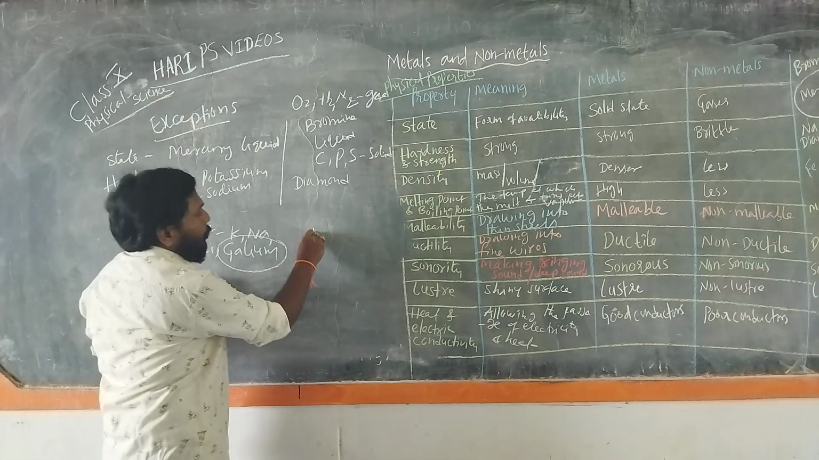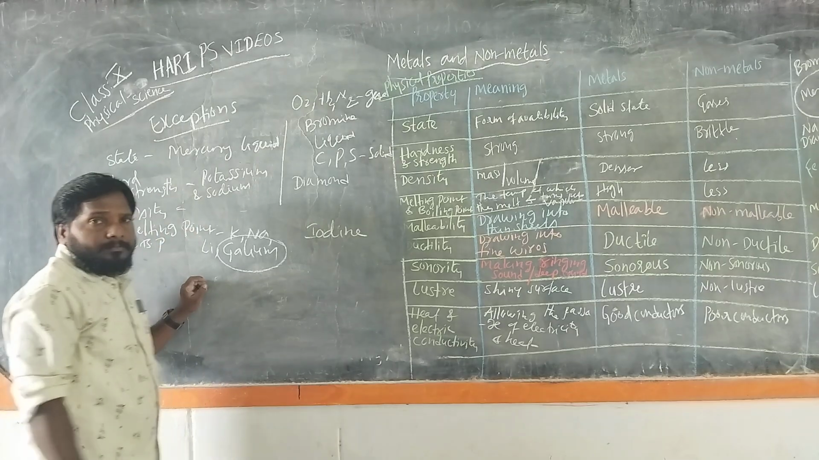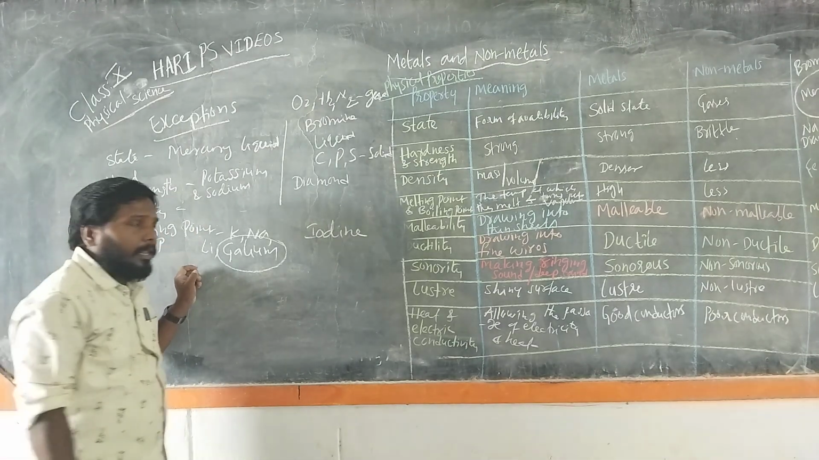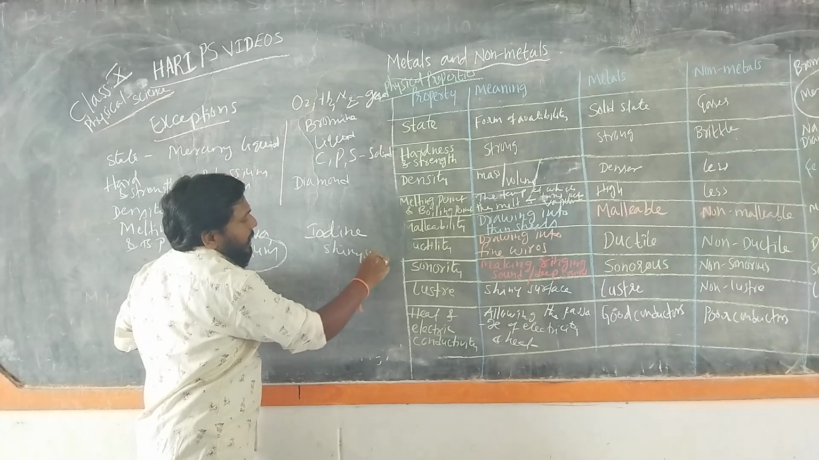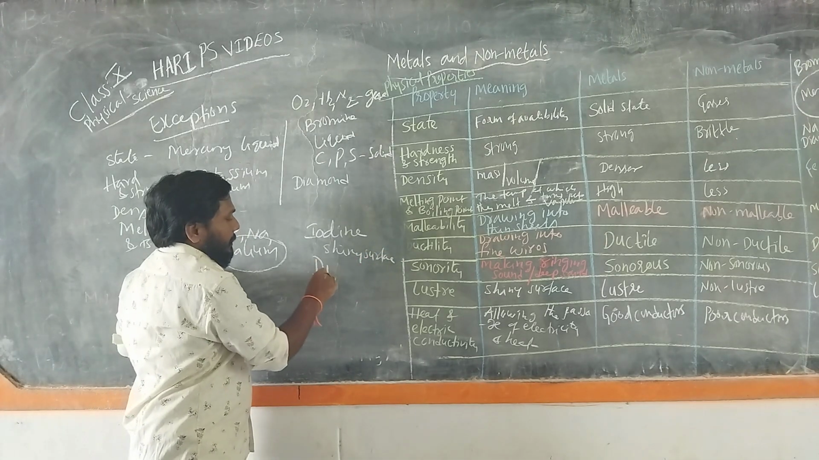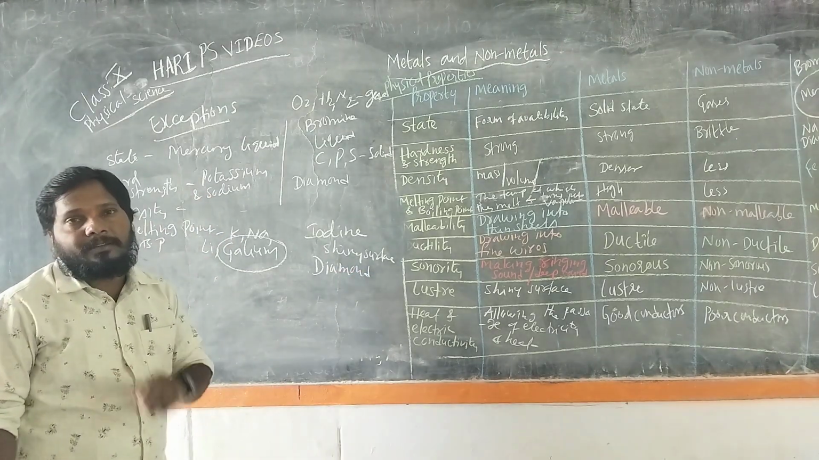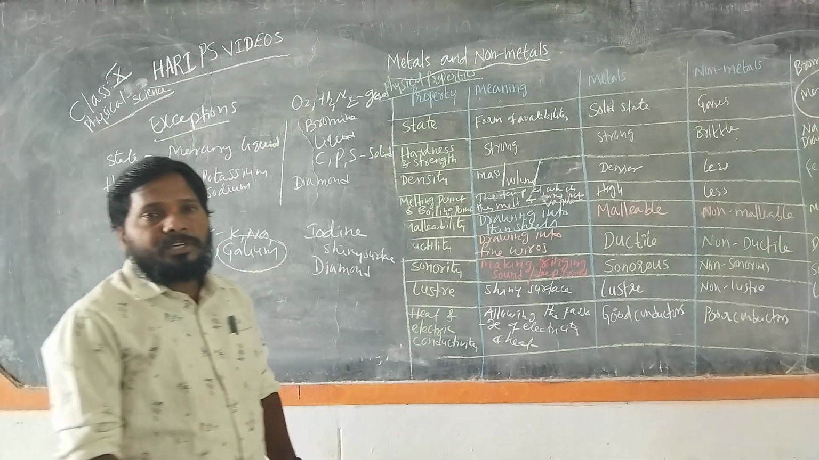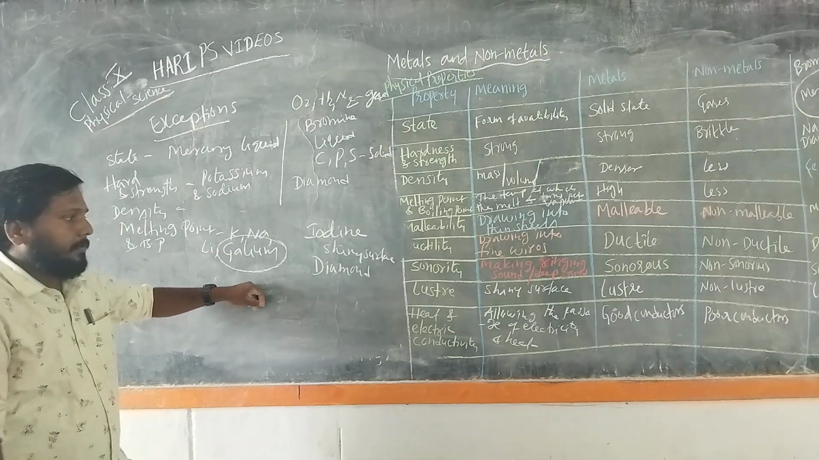But iodine is a non-metal which has a shiny surface, and diamond is a non-metal which also has a shiny surface. These are all exceptions.